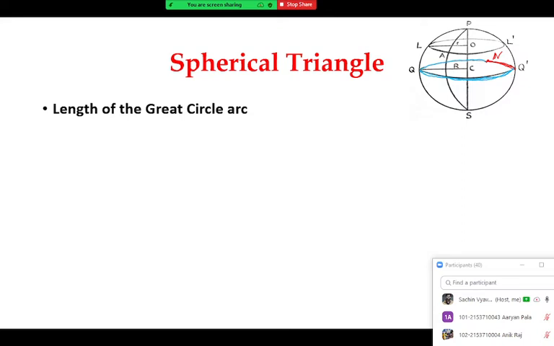Now, if we have to measure the length of arc NQ dash, yes, anyone guess how we can measure this length?